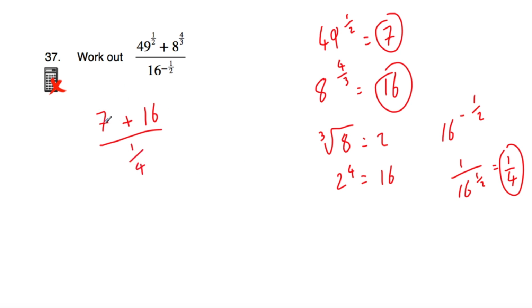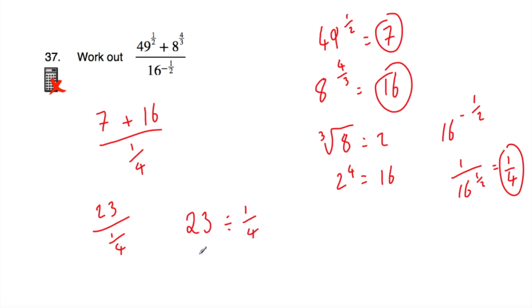Okay, so let's work this out. Let's add together the values on the numerator. 7 plus 16 is 23, so we've got 23 divided by a quarter. So we've now got 23 divided by a quarter, or 23 over a quarter. So I'm going to write it as a division, 23 divided by a quarter.